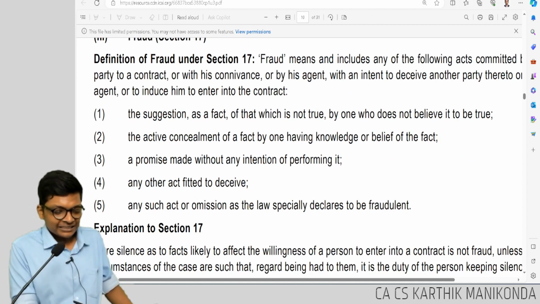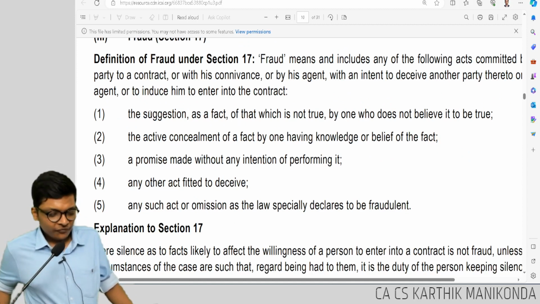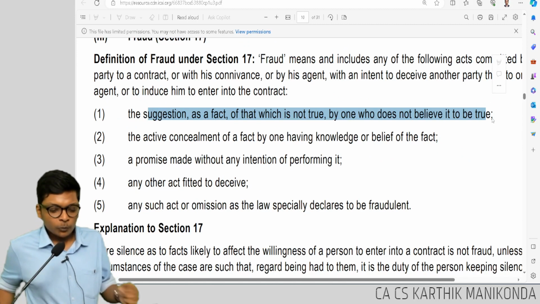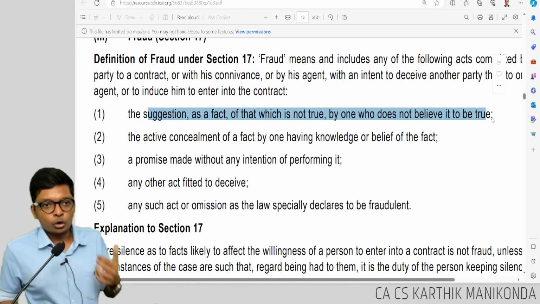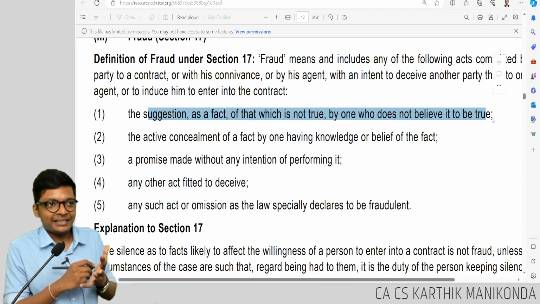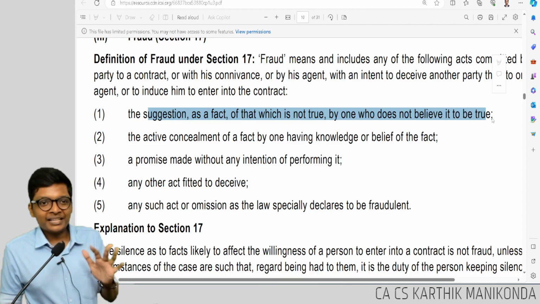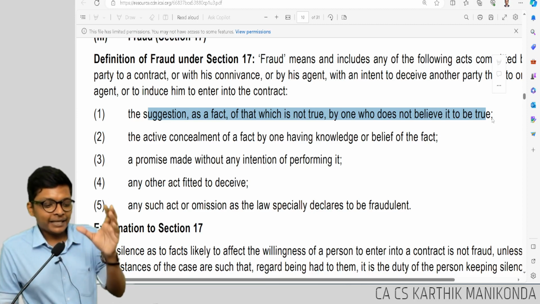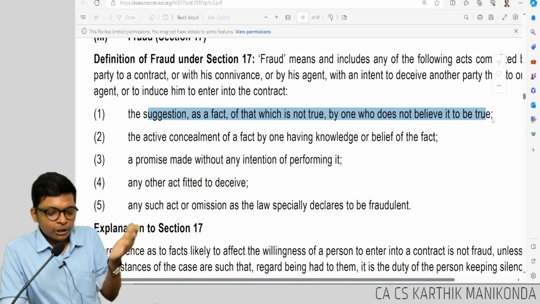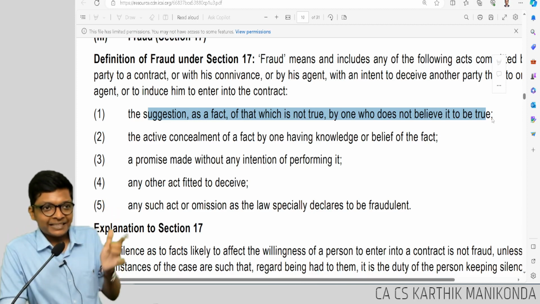First point says, suggestion as a fact of which is not true, by one who does not believe it to be true. I am saying, I have a cricket bat signed by Dhoni. Dhoni didn't sign. I signed it myself. I am saying it's Dhoni's sign and I am selling it. I know it's not true, but I am still telling it is.